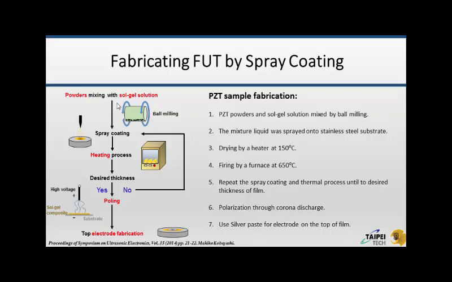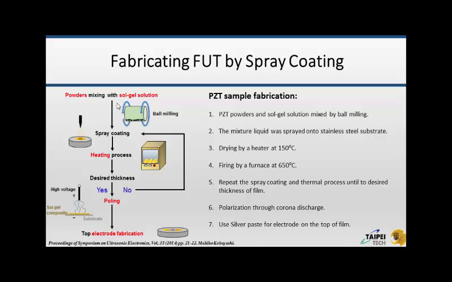For this part, we got help from Professor Makiko Kobayashi. The steps are like this. First, the PZT powder is mixed with the sol-gel solution by a ball milling machine. Then we spray the mixed liquid onto the substrate. In this paper, we use stainless steel for our substrate, and then do the thermal processing like drying and firing at different temperatures for 5 minutes. Then we repeat the spray coating and thermal process until the desired thickness of the film is reached. It depends on what you want.